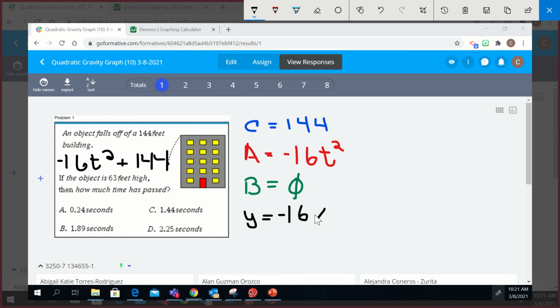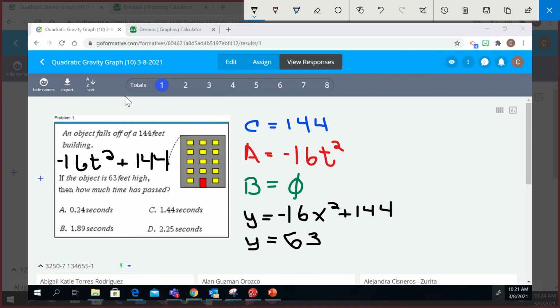Y equals negative 16 x squared plus 144. They want to know this. When y is equal to 63, because y is the height, they want to know when this is equal to 63. So I need these two equations in Desmos. I need those two.